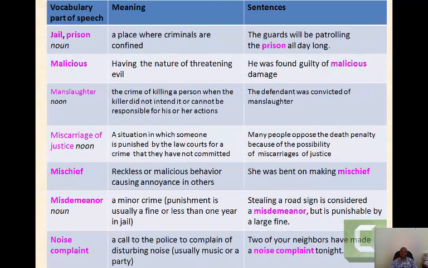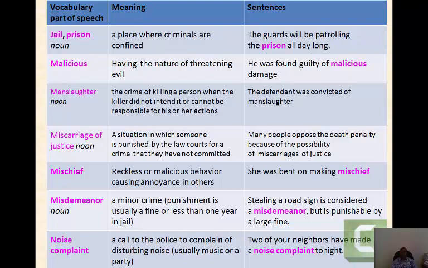Jail or prison. Now, this means a place where criminals are confined. Example, the guards will be patrolling the prison all day long. Malicious. This is having the nature of threatening evil. Example, he was found guilty of malicious damage.